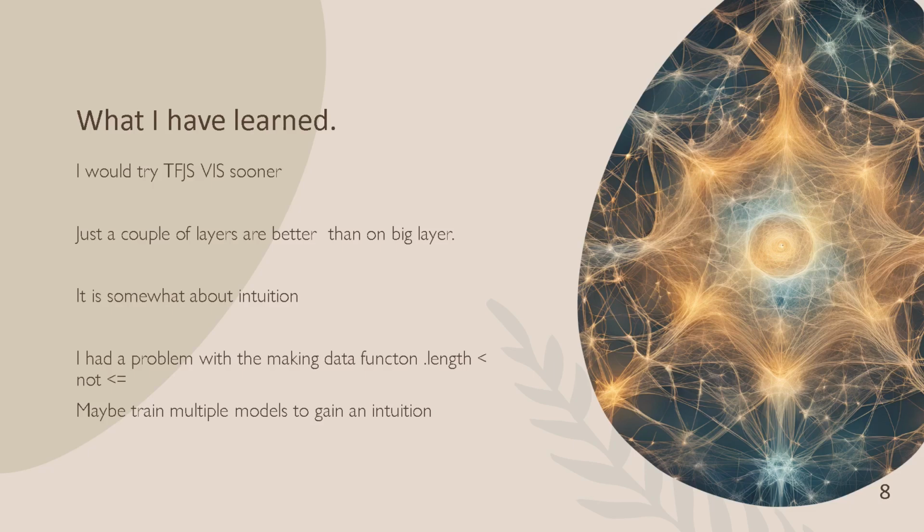And then I had a problem with making my data for the exponential one, so just look out for that. You've got to put .length in there in the for loop, and the less than sign instead of a less than or equal. I just copied it, so that's that. And then maybe you could train multiple models to gain intuition and compare them. He does a great example of comparing the ones that he has on there, and obviously more layers and more neurons, perceptrons, give you a great advantage there.